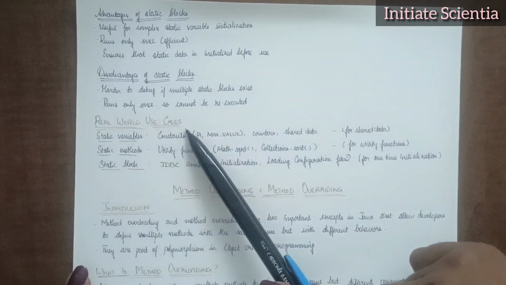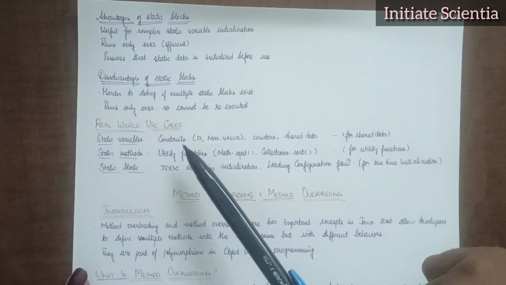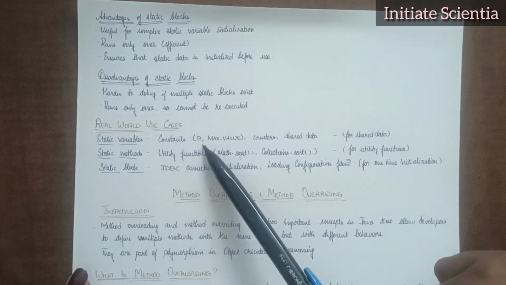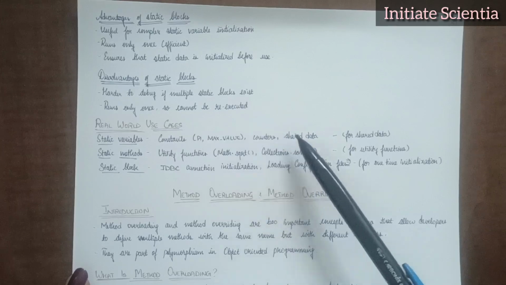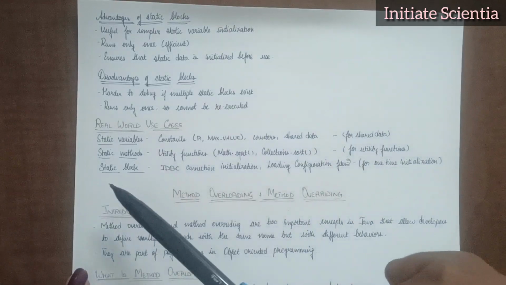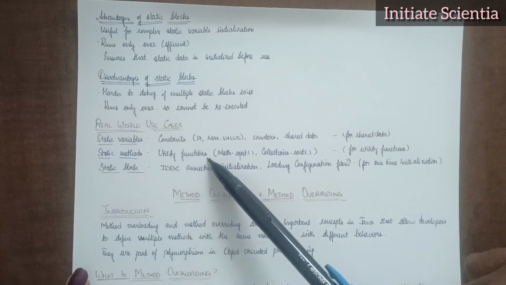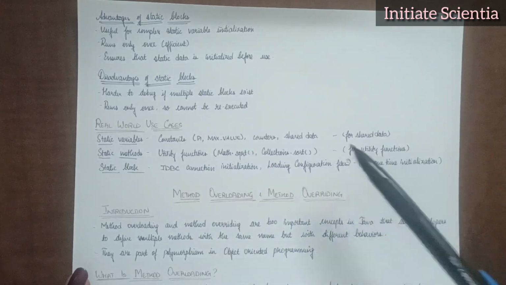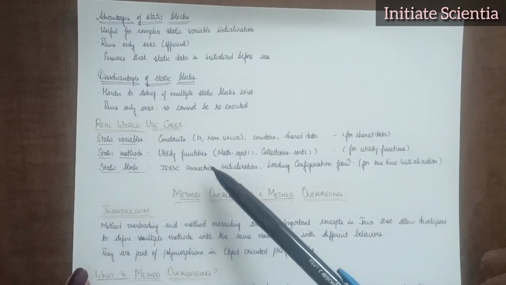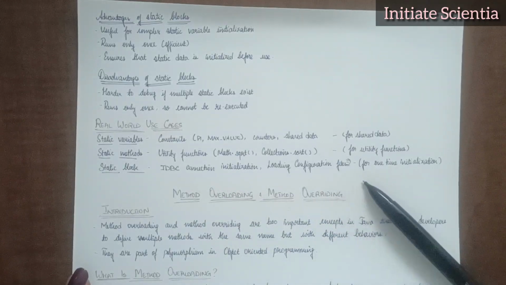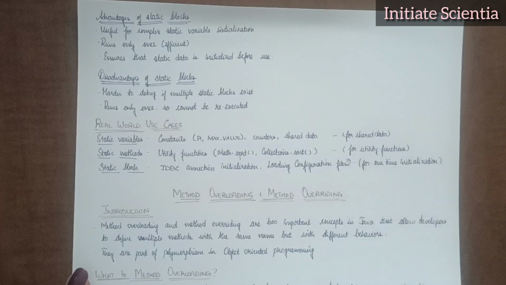Real-world use cases: static variables are used for constants such as the value of pi, max value, counters, and shared data. So mainly used for shared data. Static methods are used for utility functions such as Math.sqrt and Collections.sort. Static blocks are used for JDBC connection initialization and loading configuration files, that is, for one-time initialization.